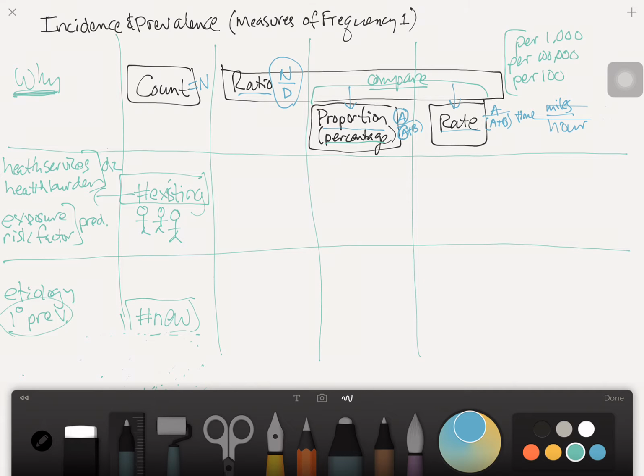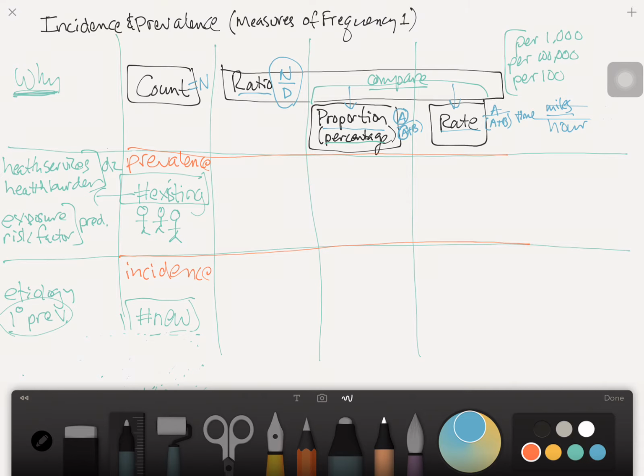So let's give these two things a name now. If we are thinking about the number of existing cases, this is known as prevalence. And this is really a heading for all of these different categories all the way across. This bottom row, the number of new cases, is known as incidence. Again, this is for all of the categories all the way across: count, ratio, proportion, and rate.